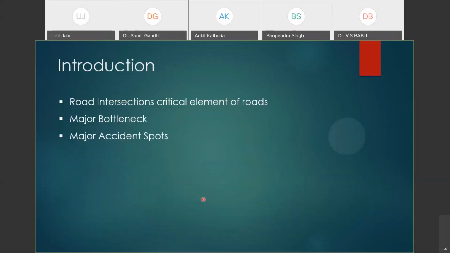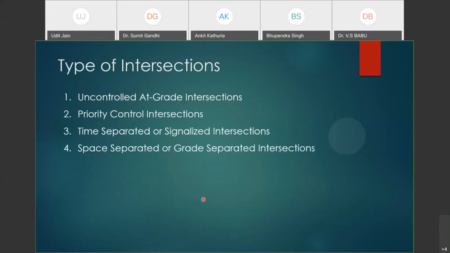So first, let us understand what an intersection is. A road intersection is a critical element of the road, which is a major bottleneck and a major accident spot. There are basically 4 types of intersections that we come across.